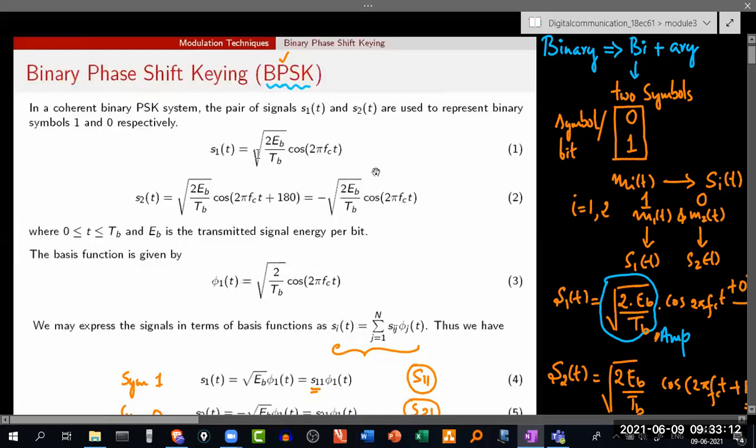S1 of t is in turn equal to square root of 2 times EB by TB into cos 2 pi FCT, where the phase value is 0. In a similar way, in order to represent the other message signal M2 of t, we are using signal S2 of t, where signal S2 of t leads signal S1 of t by a phase angle of 180 degree. So you can see that here we are having plus 180 degree phase.